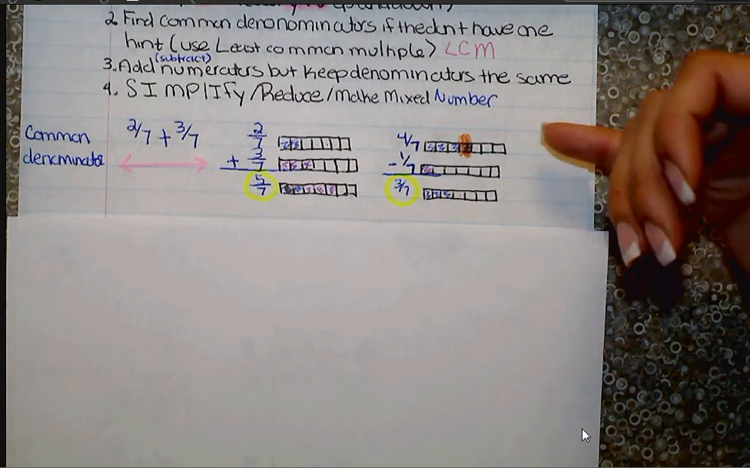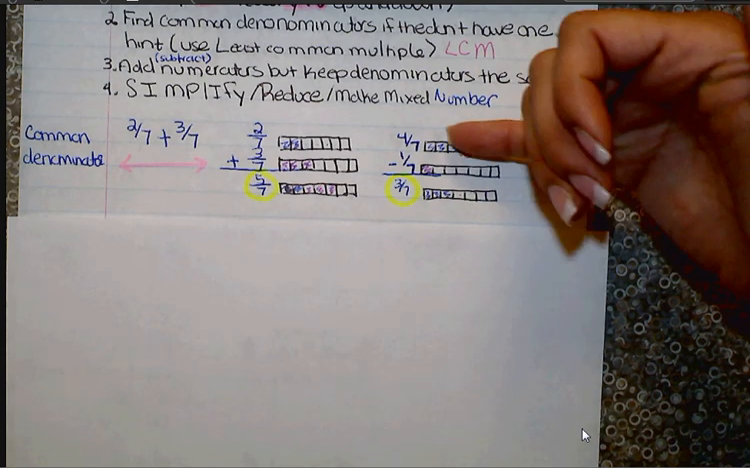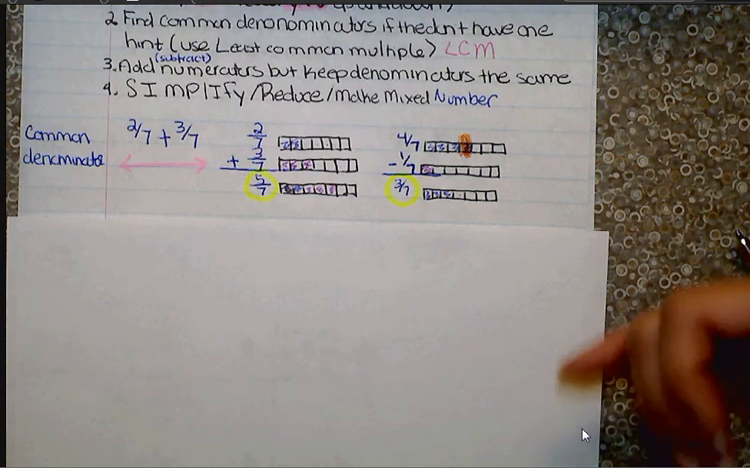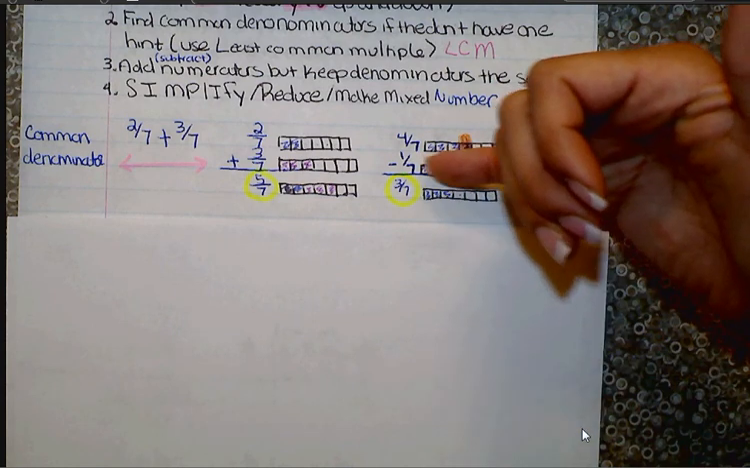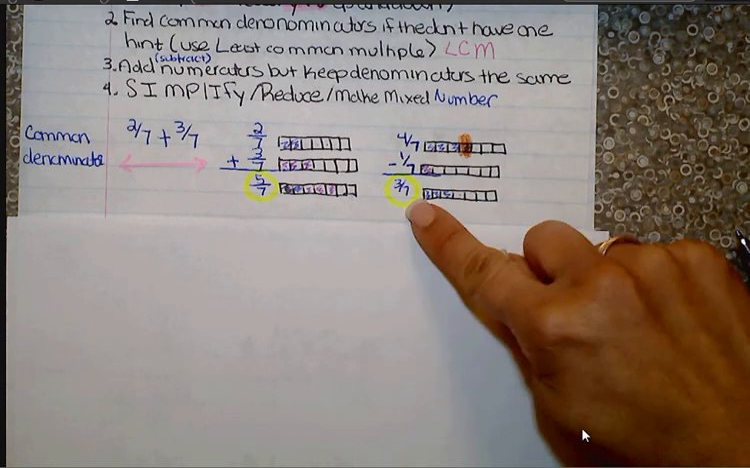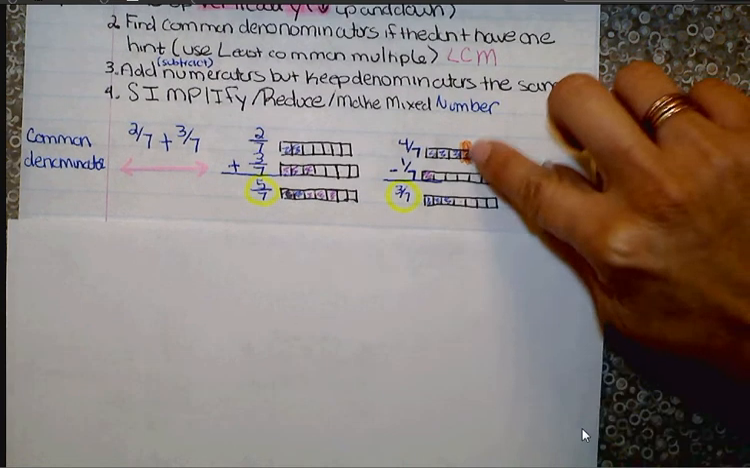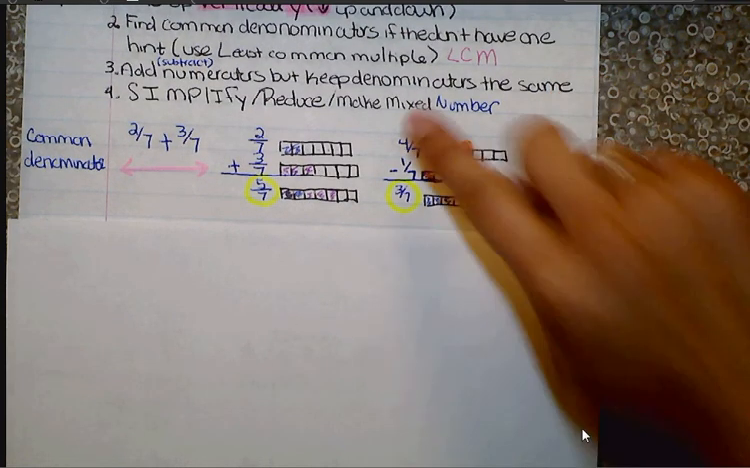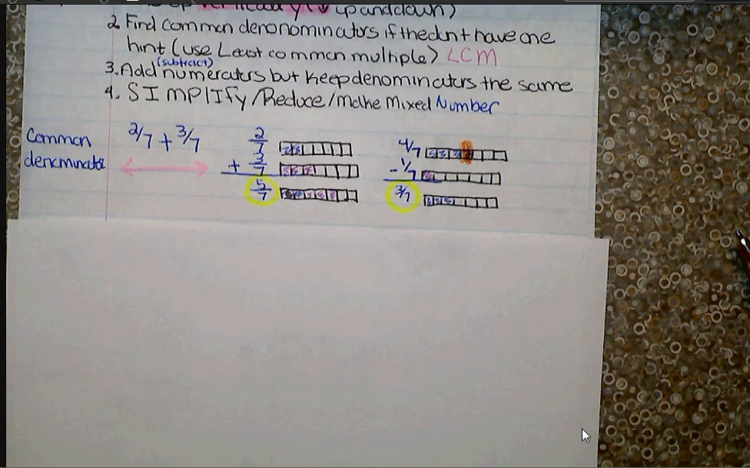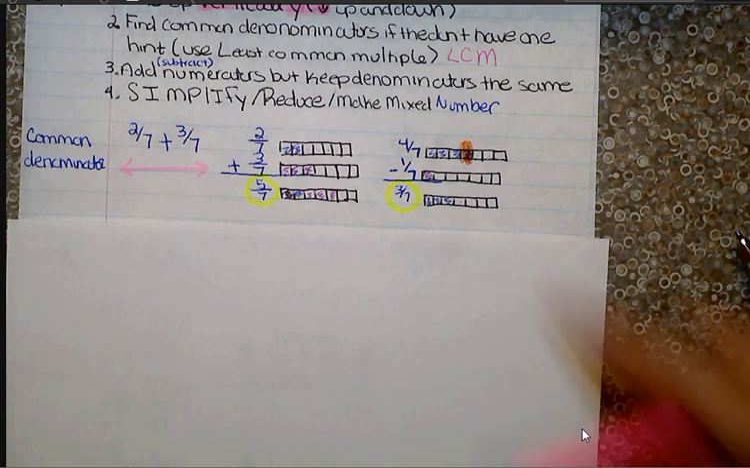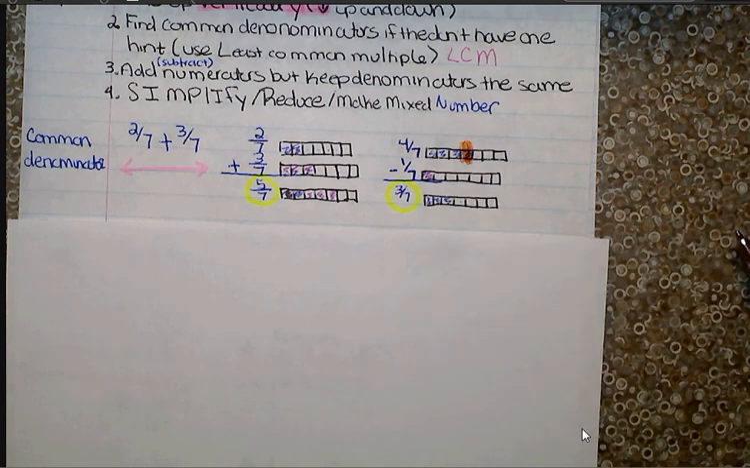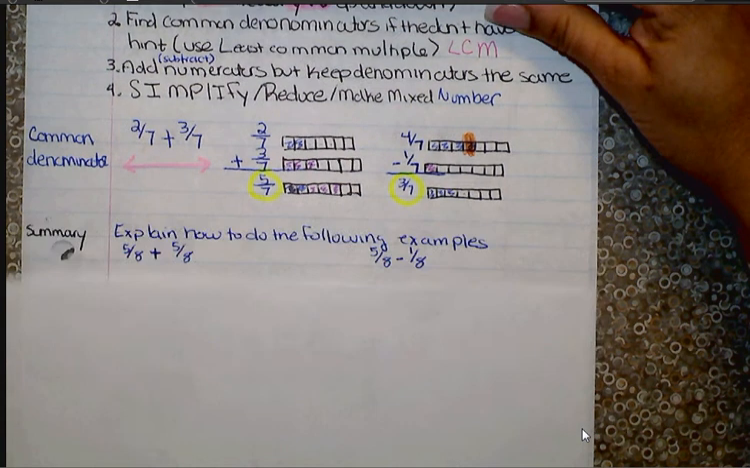Okay, moving on to subtracting. I have 4 sevenths, 4 out of the 7, minus 1 seventh gives me 3 sevenths. So all I really do is cross one off right there, and that gives me the 3 that I need. So I subtracted like I normally do. 4 minus 1 is 3, and I kept my denominator the same.